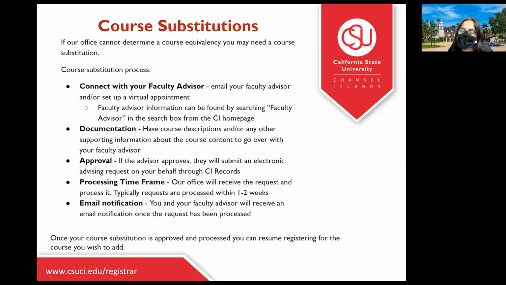So on to course substitutions. Finally, if we can't determine a course equivalency, you may be told that you need to pursue a course sub. A course sub is typically for a course that's not articulated and the course descriptions are not the same, but you feel the course is similar enough that it should satisfy the prereq. To begin the process, you'll need to contact your faculty advisor.